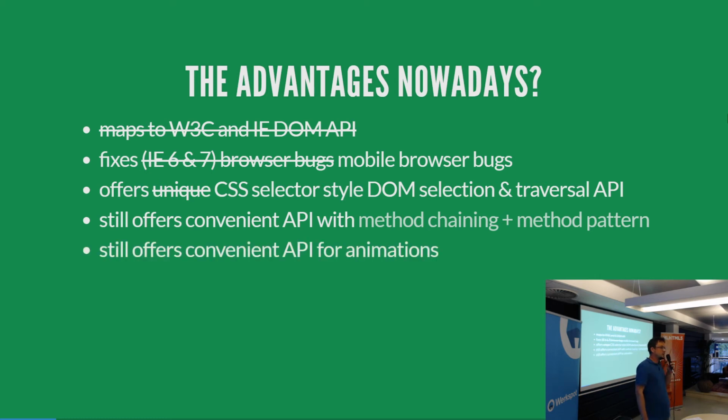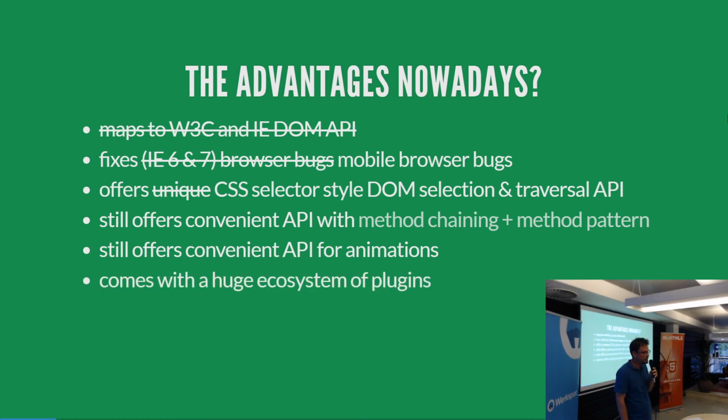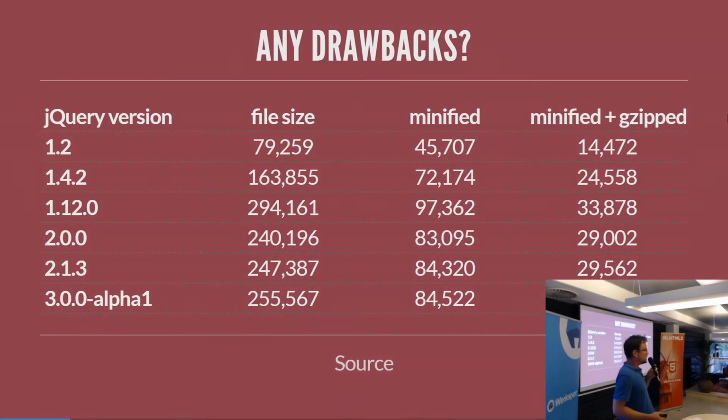And it still offers a nice and convenient API for animations. What built up since 12 years ago is a huge ecosystem of jQuery plugins. There were a few more before they deleted their Subversion repository by mistake, but still there's a lot left that is nice to work with. So, are there any drawbacks in using jQuery and jQuery plugins?